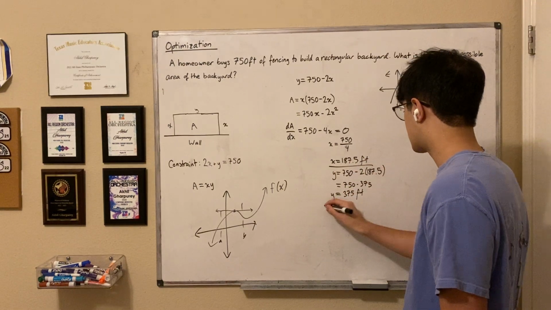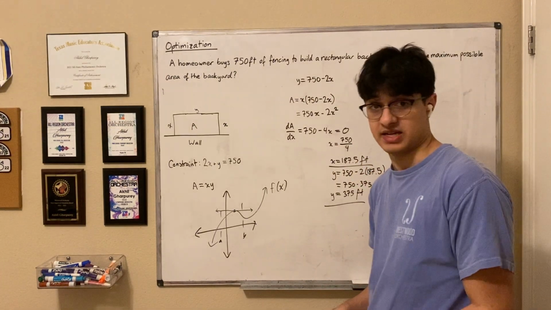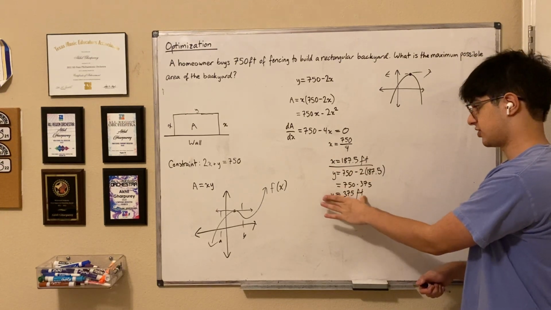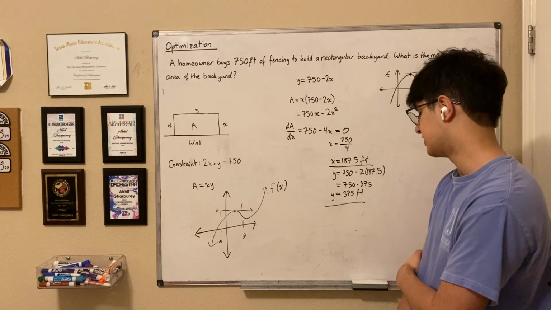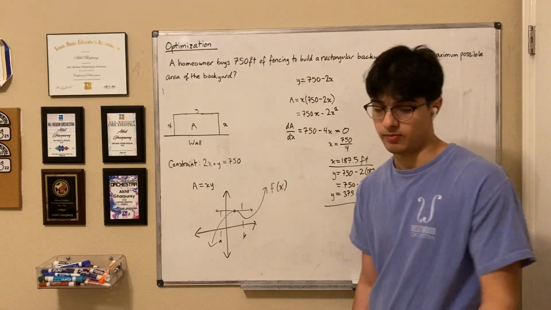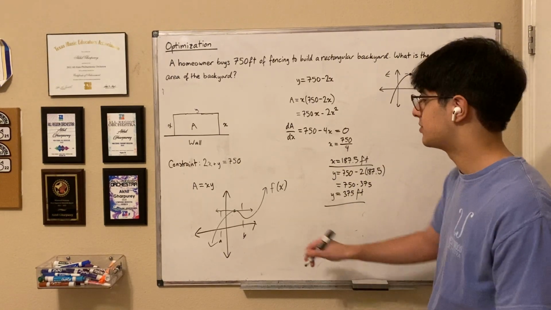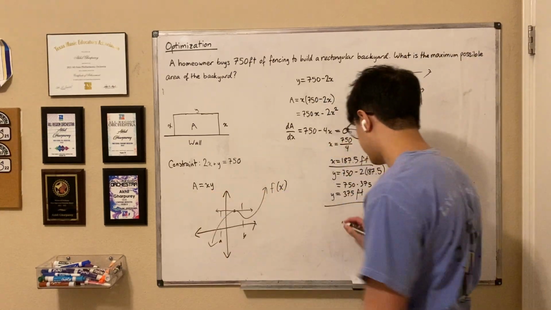Now, if the question had just asked for the dimensions that would maximize the area, if that was the question stem, we would have our answer here. This would be a 187.5 feet by 375 feet backyard. That's the word I was thinking. Sorry. But what we need to do now is multiply these two quantities together to get the maximum area.